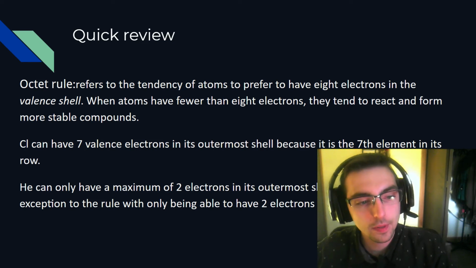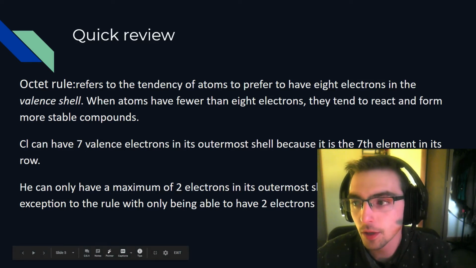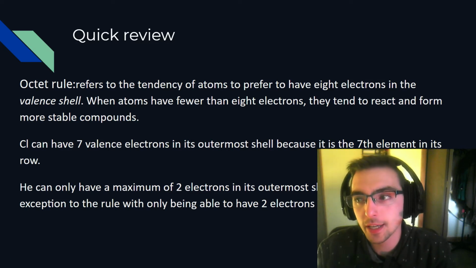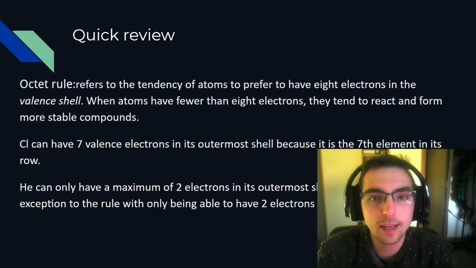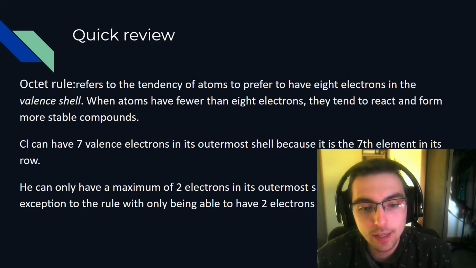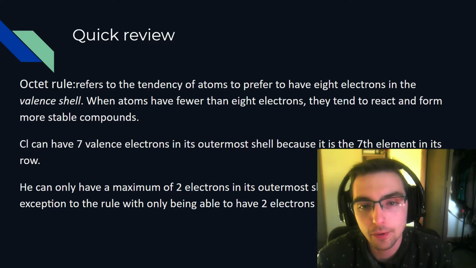Now, Cl can have a maximum of 7 valence electrons in its outermost shell because it's the 7th element in its row. If you count over the periodic table, it'll be the 7th one in. Or you can just look at the top group number and see that it's 17, and just take that last number, 7, as your number of valence electrons.